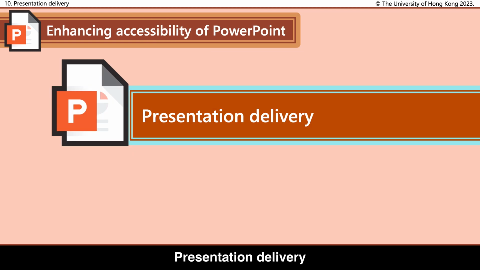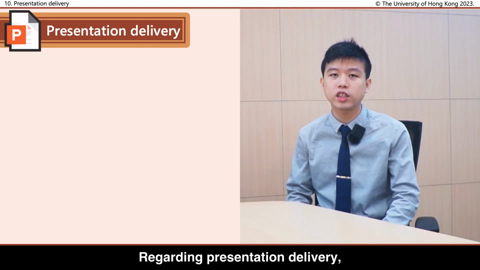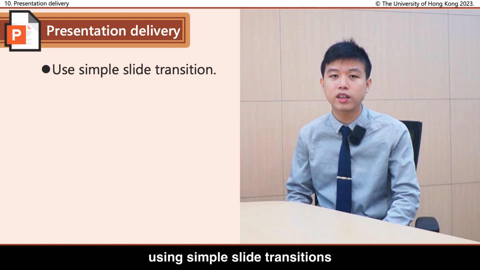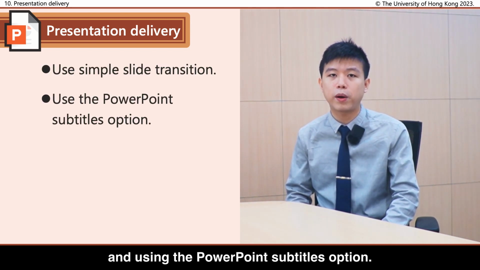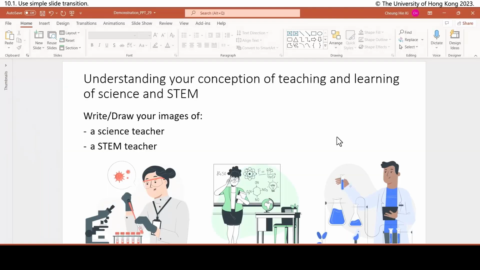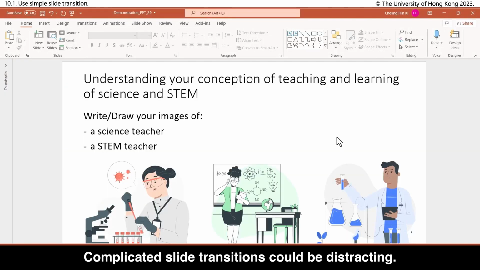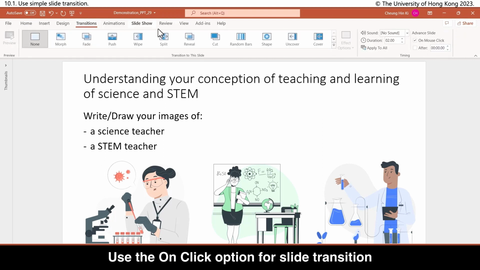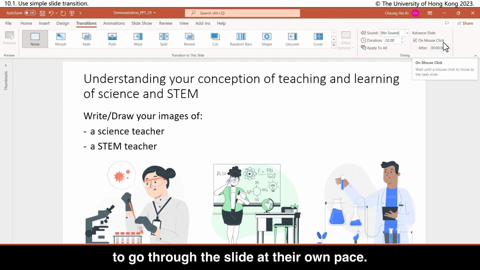Presentation delivery. Regarding presentation delivery, we would need to consider two issues: using simple slide transitions and using the PowerPoint subtitles option. Use simple slide transition. Complicated slide transitions could be distracting. Use the on-click option for slide transition to allow speakers or users to go through the slide at their own pace.